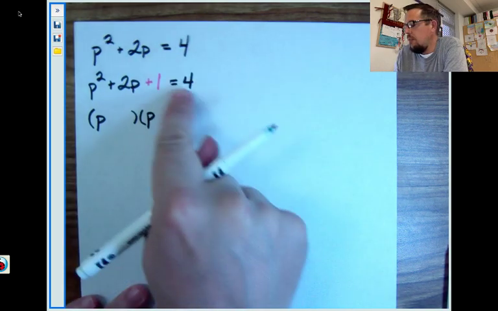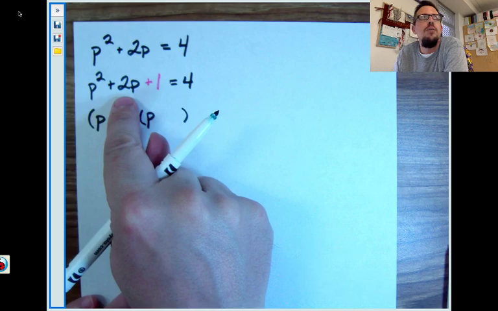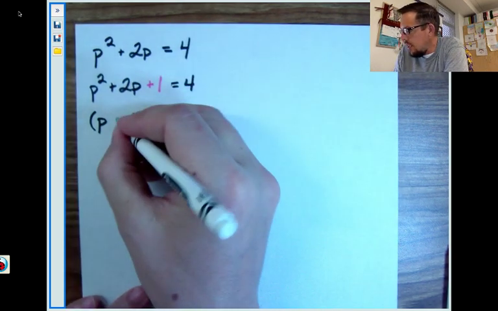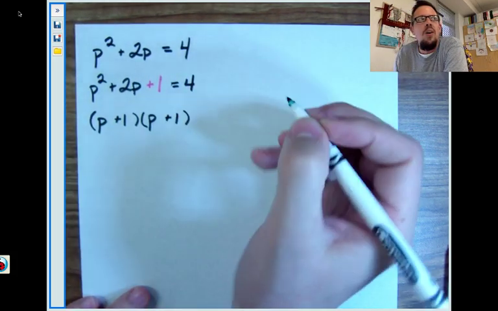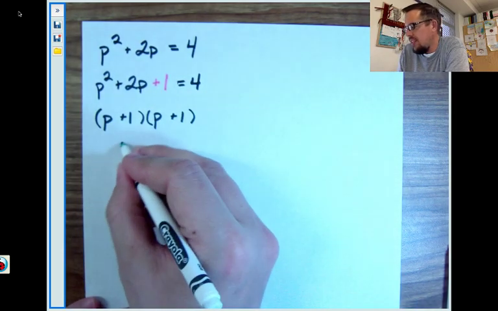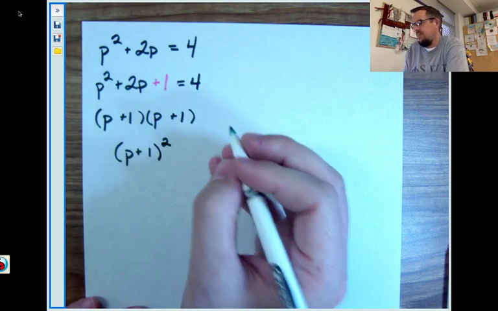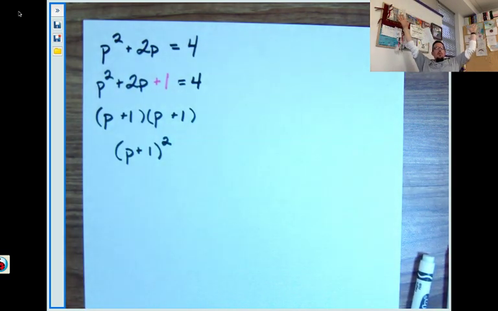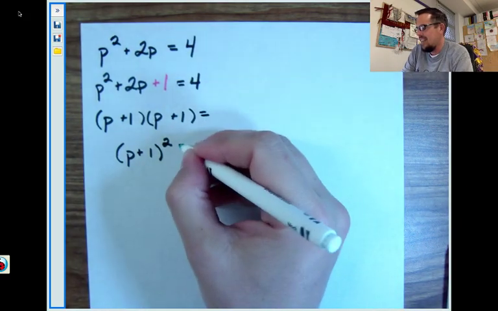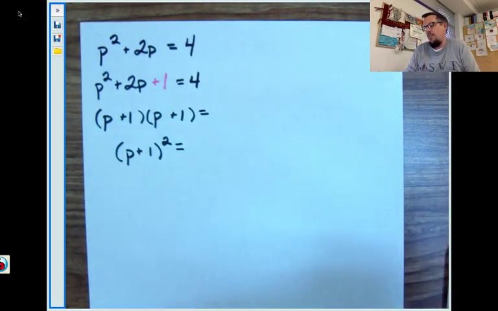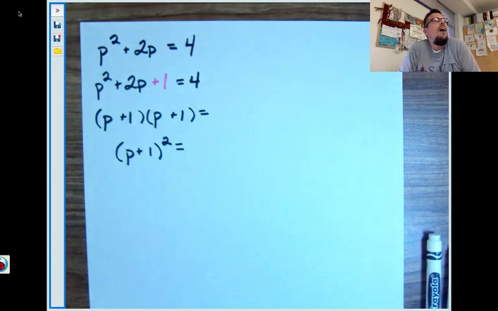What are 2 numbers that will multiply to 1 but add to 2? 1 and 1. And isn't (p plus 1) times (p plus 1) really the same thing as (p plus 1) squared? We did it! The left side is squared. And the right side's 4? Yes. No! You have to add 1. I have to add 1.